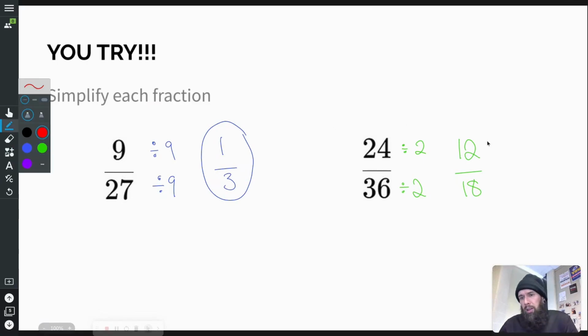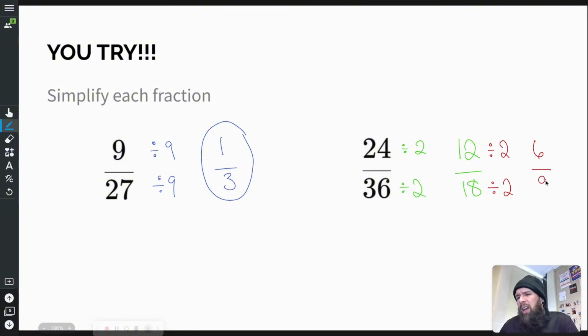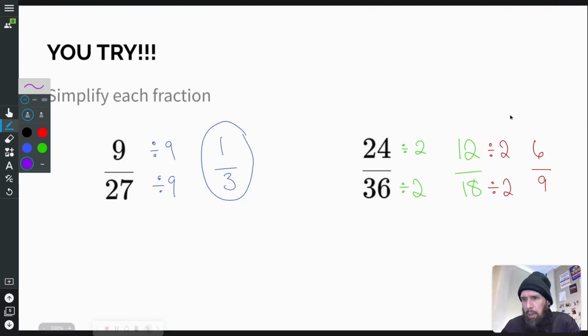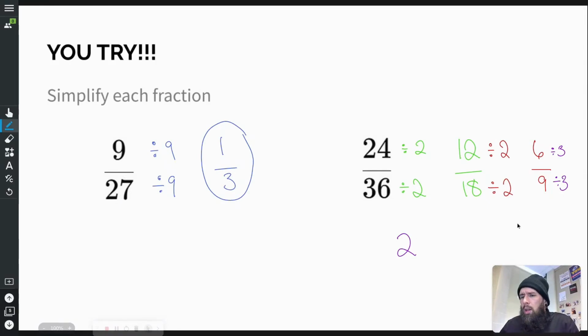All right. Let's divide them by 2 again. 12 divided by 2 is 6. 18 divided by 2 is 9. And then you look at that and say, well, wait a minute, I could divide both of those by 3. So divide them both by 3. 6 divided by 3 is 2. 9 divided by 3 is 3. Can't go any further than 2 over 3. That's as simplified as it gets. So I could have divided both of these by 12. Oh well.